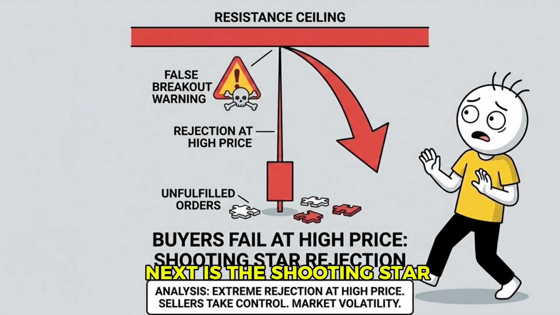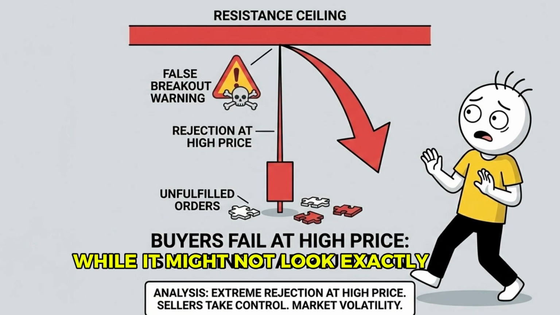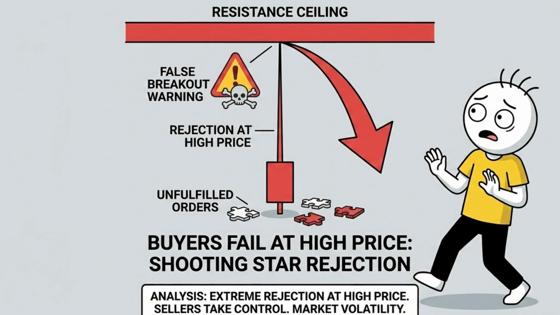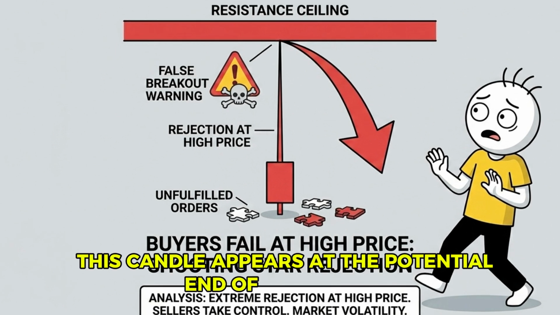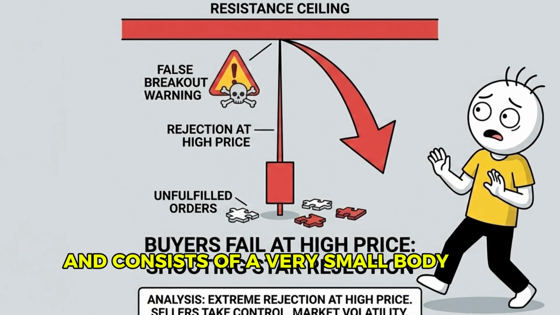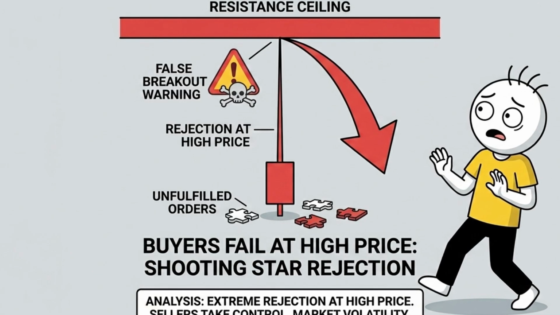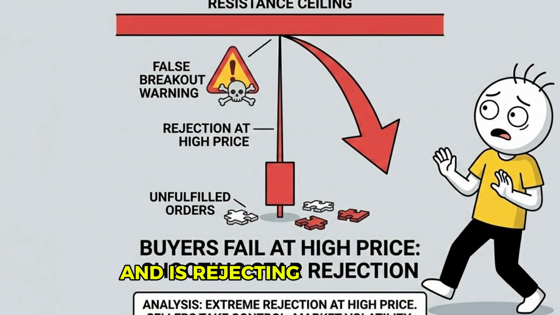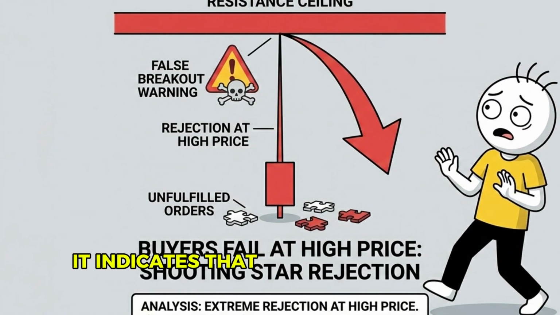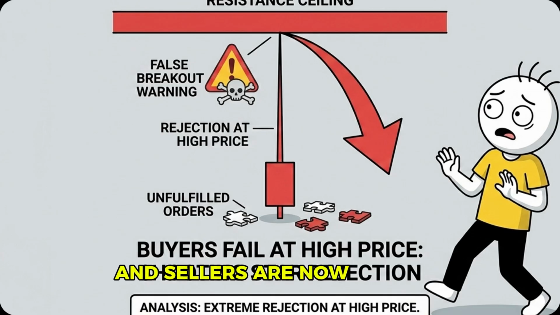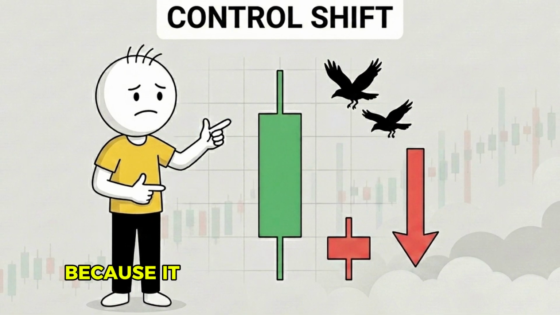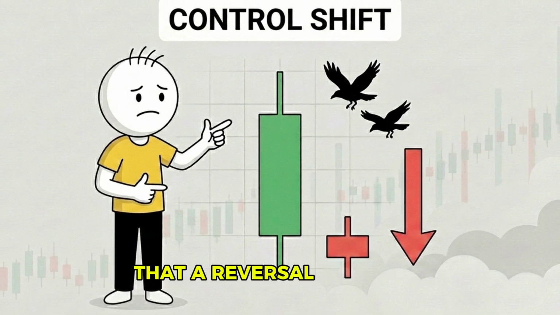Next is the shooting star. While it might not look exactly like a celestial object, if you use a little imagination, you can see it. This candle appears at the potential end of an uptrend and consists of a very small body with a long upper wick. This tells us the market has no power to continue climbing and is rejecting higher prices. It indicates that buyers have stopped pushing and sellers are now stronger. This is another of my top-tier favorite entry signals because it provides clear confirmation that a reversal is imminent.